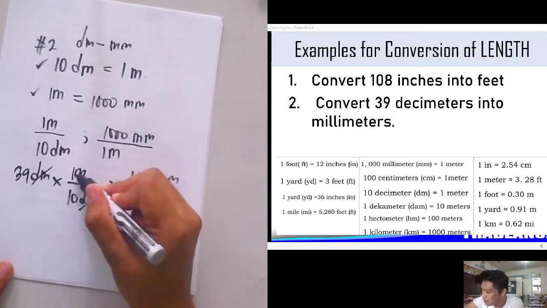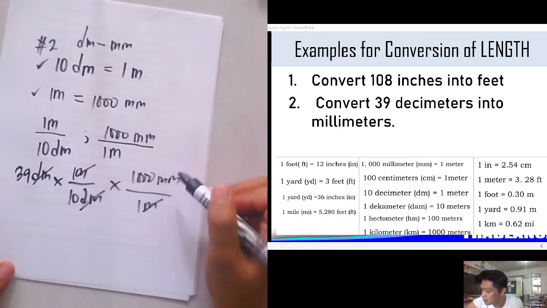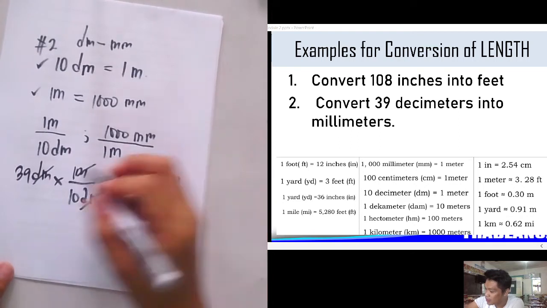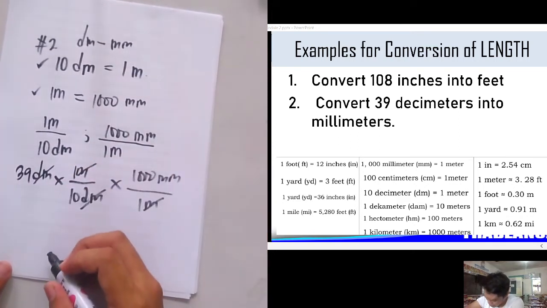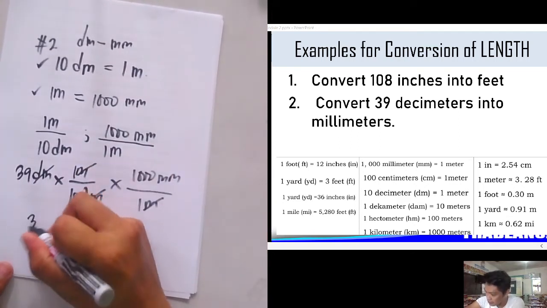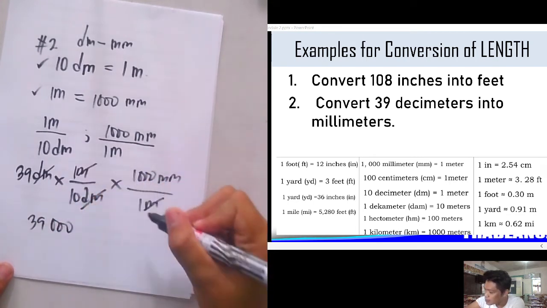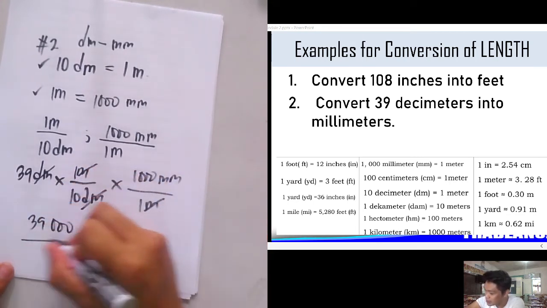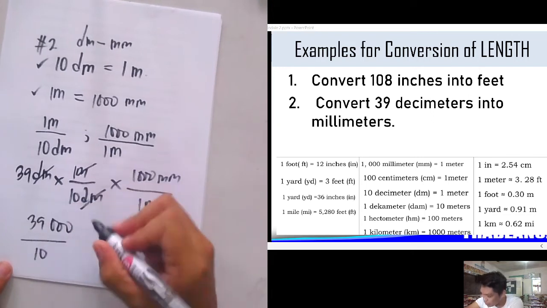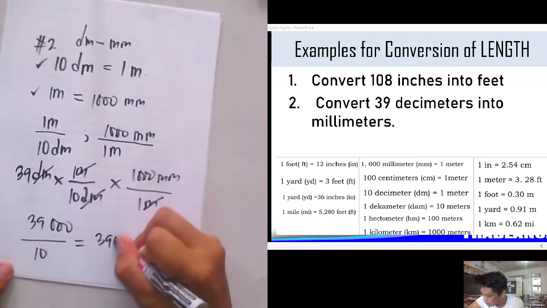Cancelled si dm, cancelled si m, ang matira si millimeter. So, 39 times 1 times 1,000. And if you're going to multiply that one, the answer is 39,000. Next, 1 times 10 times invisible 1, the answer is 10. And if you're going to divide this one, the answer is 3,900.